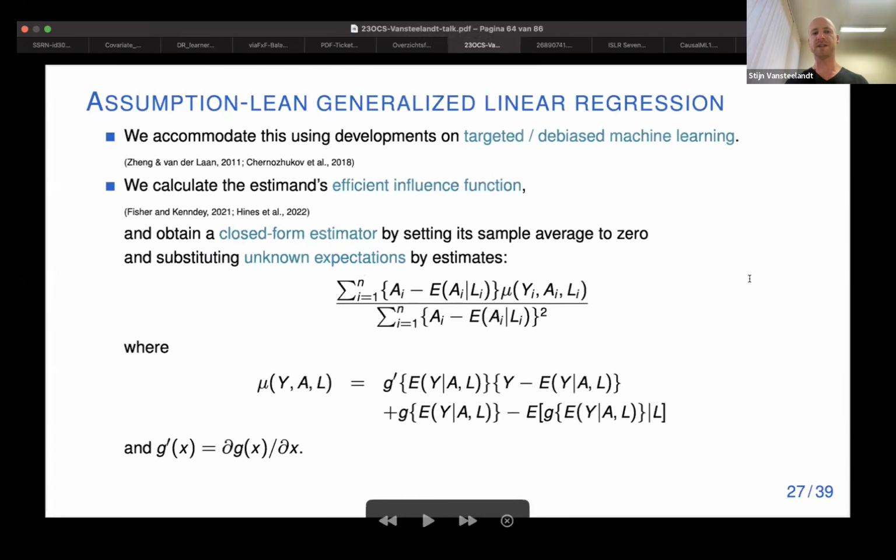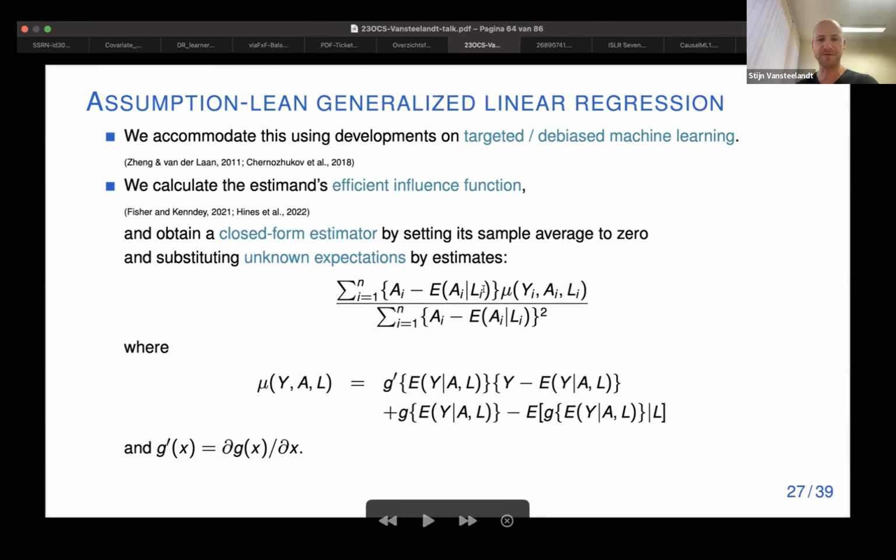To remedy this, we relate to the very popular developments on targeted or debiased machine learning, which I think are becoming very dominant in the field. What we'll do is calculate the estimand's efficient influence function under the non-parametric model, and then obtain an estimator by setting the sample average of that influence function to 0. That leads to a closed-form estimator, and that's because we relate to least squares projections.